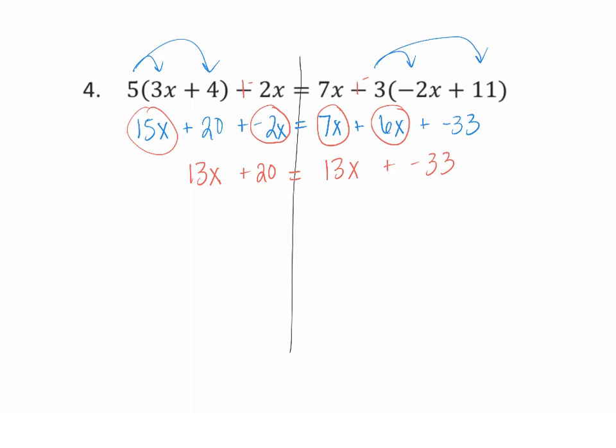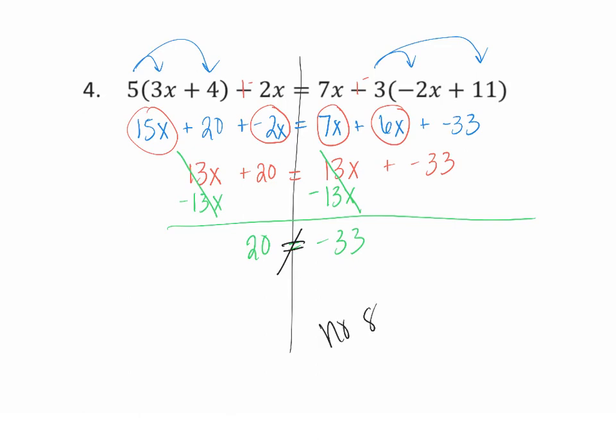Right, next thing I'm going to do is move my terms around so that I have my x's on one side, my constants on the other side. I'm going to subtract 13x from both sides. And you'll notice that something interesting happens. They both cancel and I'm left with 20 equals negative 33. Now, this is not true, so there is no solution.